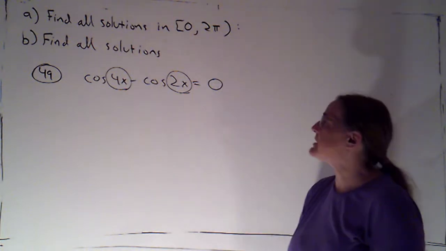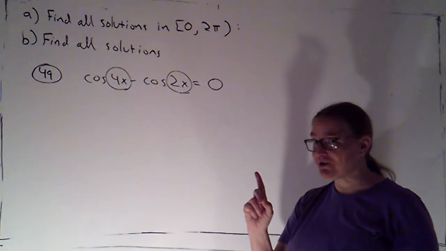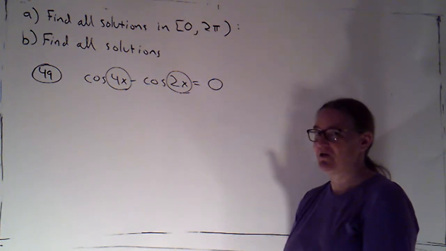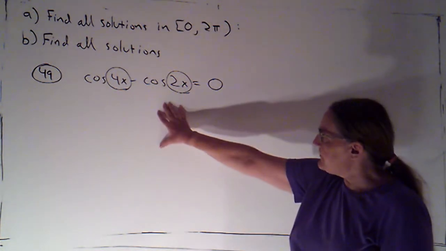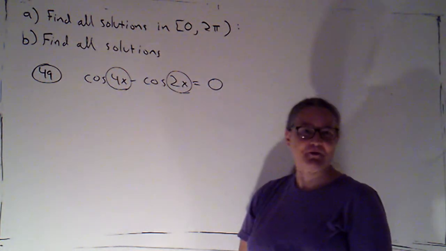So you're going to need to use some sort of a trig identity so that you can get everything just using one trig function of the same angle. Okay? So see if you can do that. Pause the video, tune back in, and we'll work through it together.